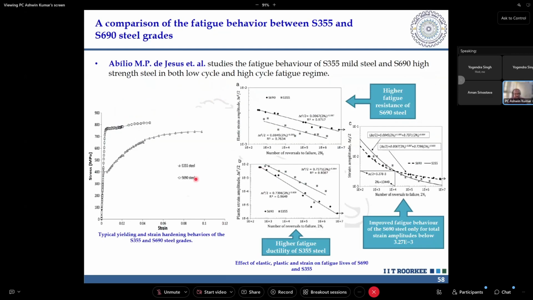In that regard, some researchers have done work. You can really see S690 is a higher strength grade steel. You can see from the stress strain curve that the yield strength of S690 is very high, around 750 MPa, whereas S355 is kind of a mild steel where 400 MPa is the yield strength. If you look at these two curves, up and below, you can understand the elastic strain amplitude and number of reversals to failure, which means this is a high cycle fatigue where the stresses have been kept below the yield limit.